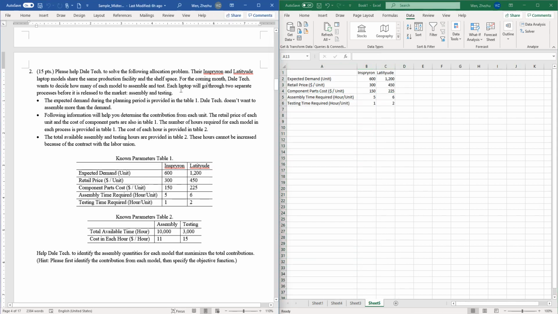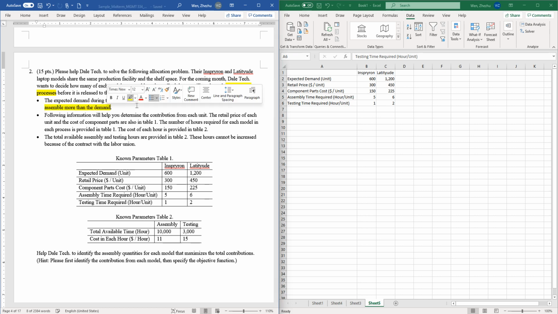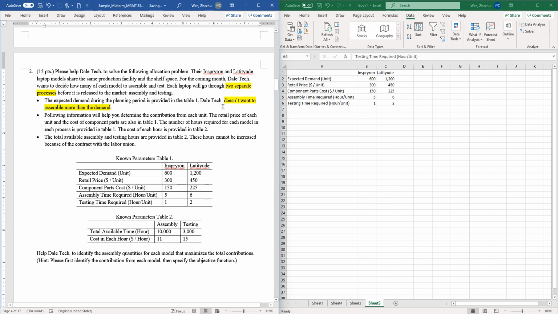For the coming month, Dell Tech wants to decide how many of each model to assemble and test. Each laptop will go through two separate processes. I believe one is assembly, the other one is testing, before it is released to the market. The expected demand during the planning period is provided, and Dell does not want to assemble more than the demand. This becomes an important cue as you solve this linear programming problem.